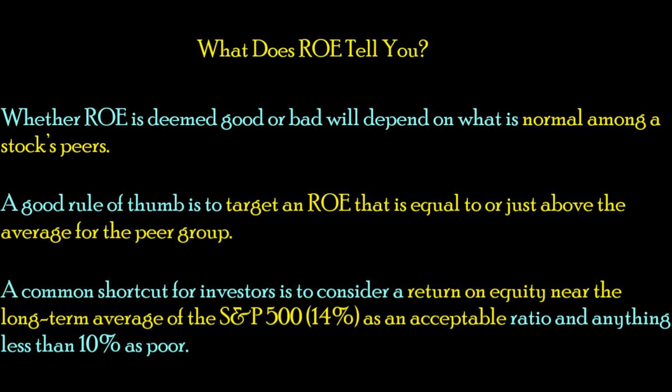A good rule of thumb is to target a ROE that is equal to or just above the average for the peer group. For example, assume a company has maintained a steady ROE of 18% over the last few years, compared to the average of its peers, which was 15%. An investor could conclude that TechCo's management is above average at using the company's assets to create profits.